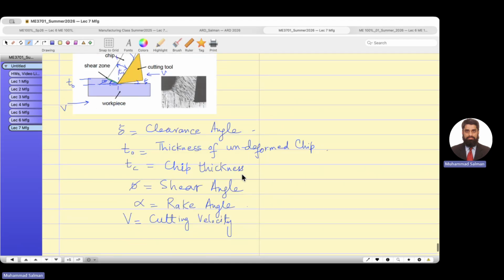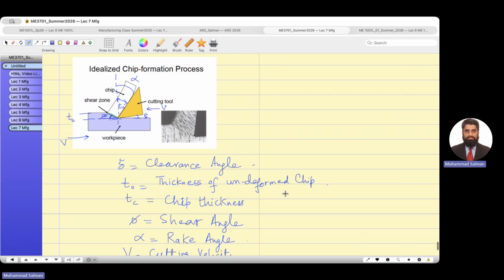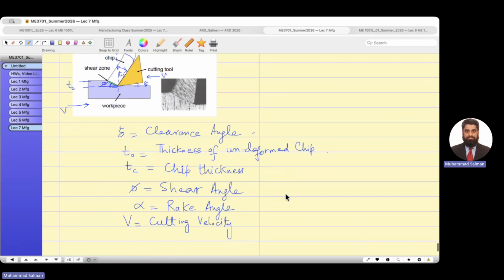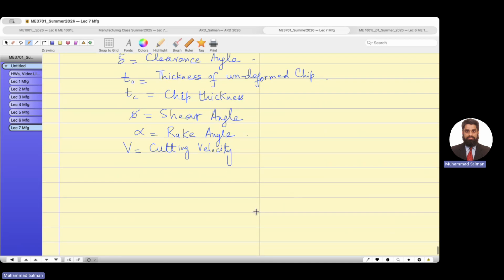Okay, this is sufficient. For now, it's just a review. I want you to understand these six terminologies: clearance angle, undeformed chip thickness, chip thickness, shear angle, rake angle, and the cutting velocity. So, in general, when the rake angle increases, then the shear angle decreases.